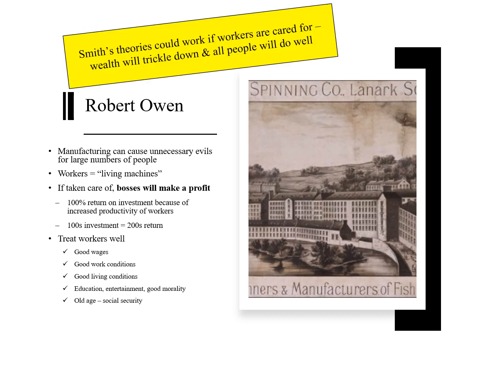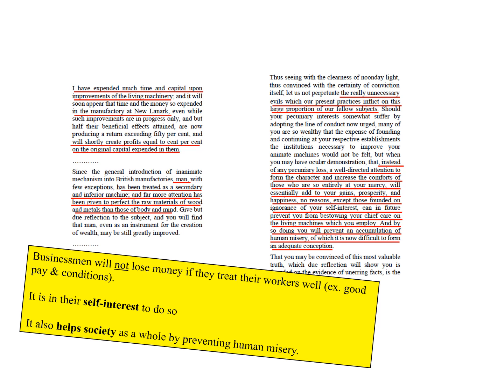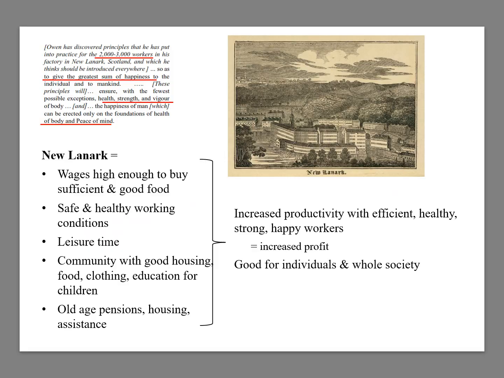So basically, Owen is arguing that Smith's theories could work if the workers are well cared for. The wealth could trickle down, all people would do well, but it does require business owners to make sure that they take care of their workers, that they don't just maximize profit at the expense of workers. So here again is Owen saying that businessmen will not lose money if they treat their workers well, that in fact it's in their self-interest to do so, but it also helps society as a whole. It prevents human misery, and it makes everybody happy.